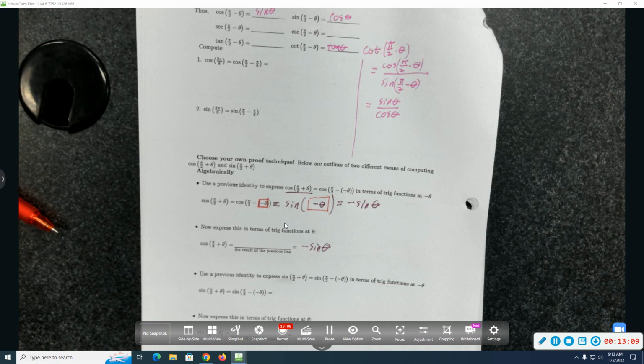Do you think you could do something similar to figure out sine of pi over 2 plus theta? Sorry, I phrased that the wrong way. Do something similar. Figure out sine of pi over 2 plus theta. Once you have it written down and feel reasonably confident, we'll touch base.